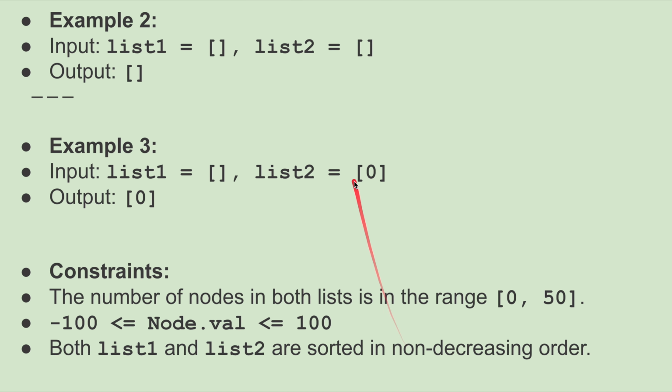Now understand, if the list is empty, then you will provide the empty list. If list 1 is already empty but list 2 has nodes, then we'll provide list 2. The constraint we have been given is that the number of nodes in both lists is in the range of 0 to 50. The node values are greater than or equal to minus 100 and less than or equal to 100. Both list 1 and list 2 are sorted in non-decreasing order.